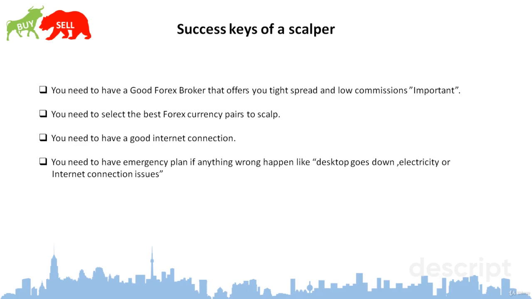The fourth point, you need an emergency plan if anything goes wrong, like your desktop goes down, or electricity or internet connection issues. So you need to have your platform installed on your smartphone, and have internet data to exit your open trade if you have one of these issues or other issues.